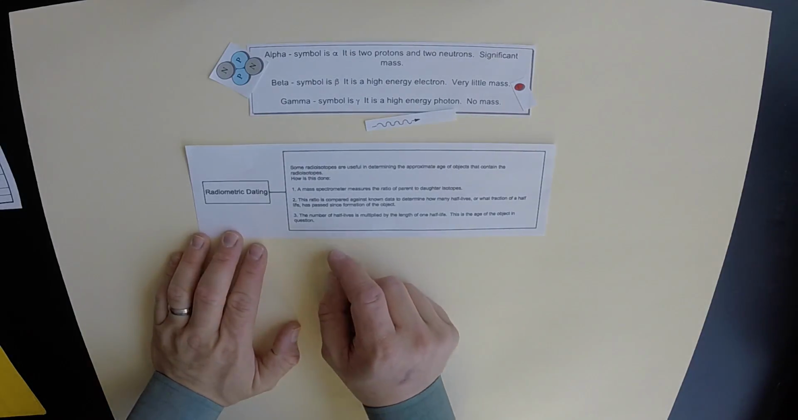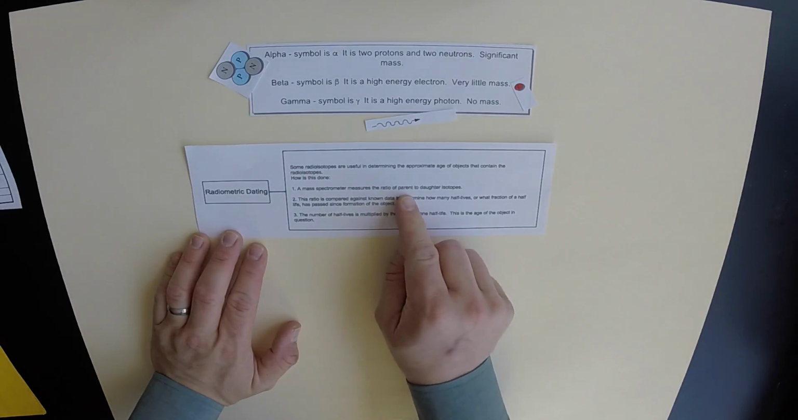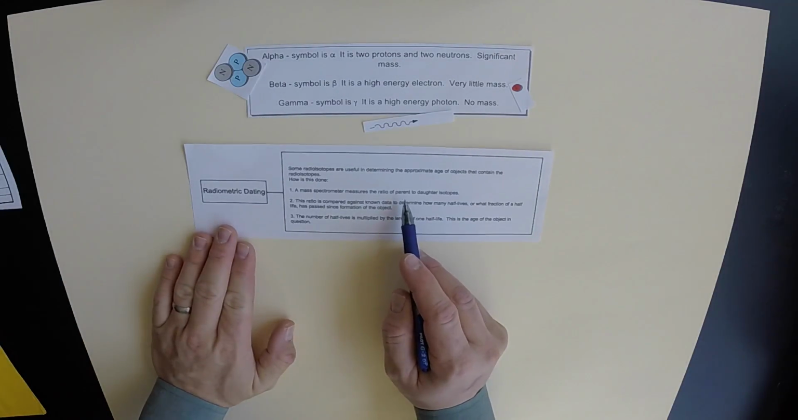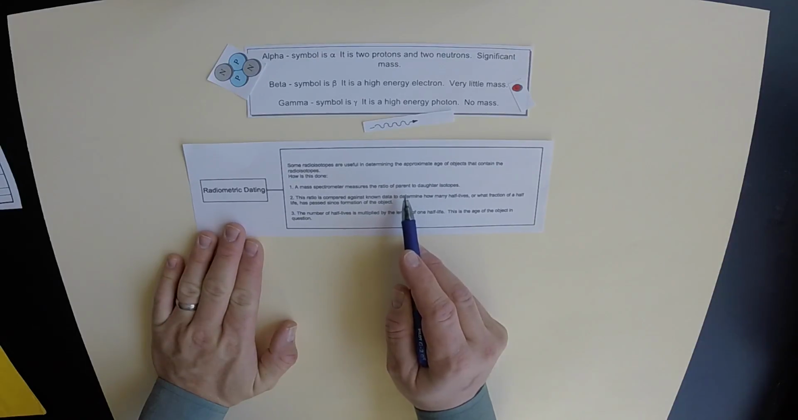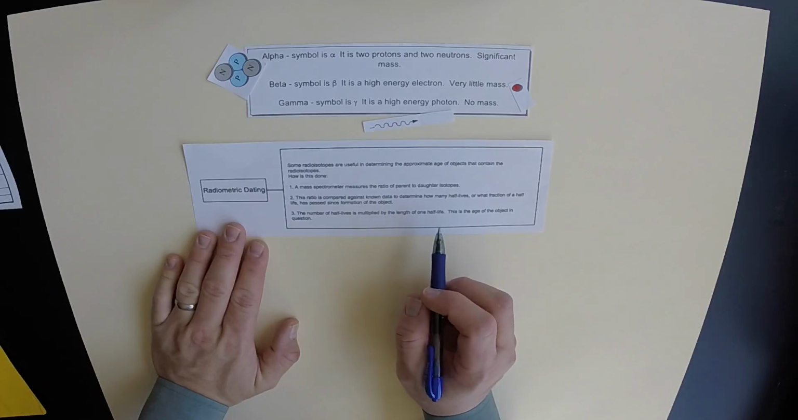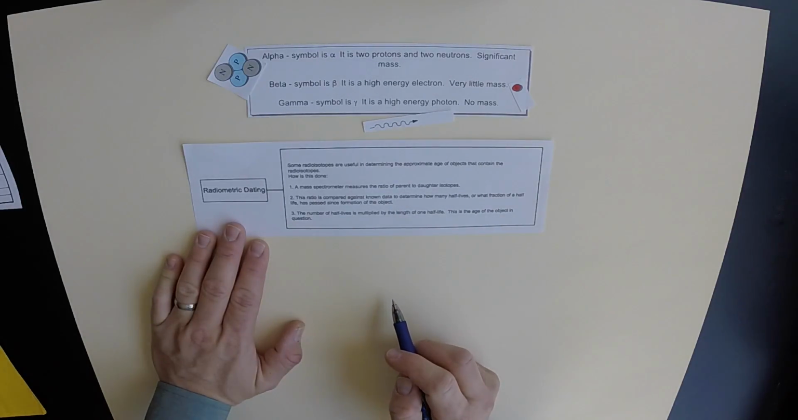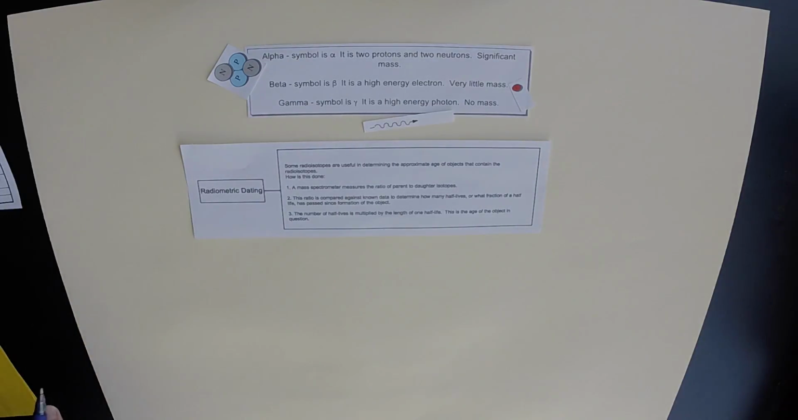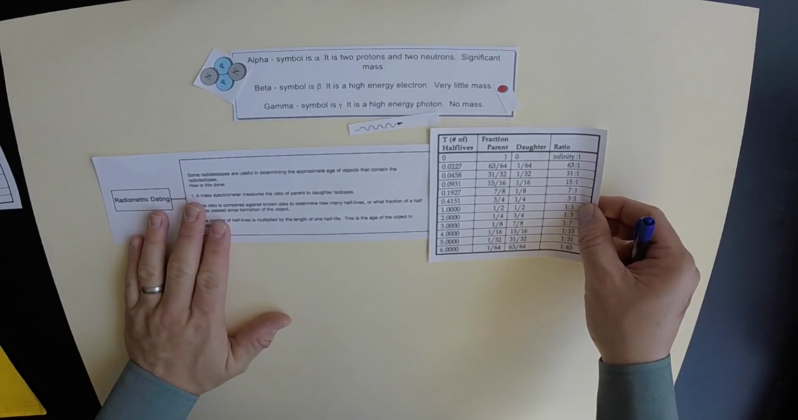And what we'll look for is a ratio of parent to daughter isotopes. And what that means is, parent atoms are the radioactive atoms that have yet to decay. The daughter atoms, those are atoms that have already given off their radiation. And the ratio will indicate how many half-lives have passed.